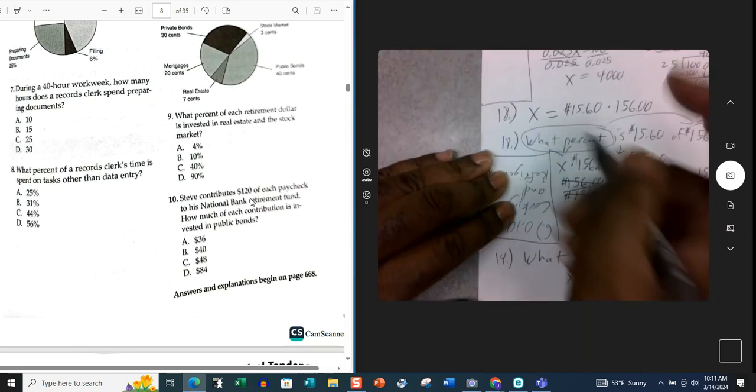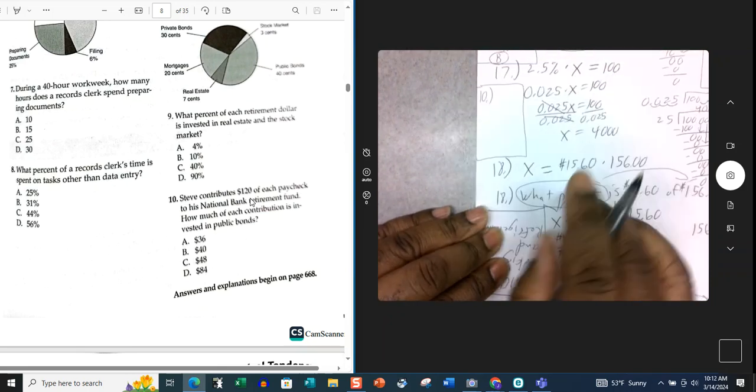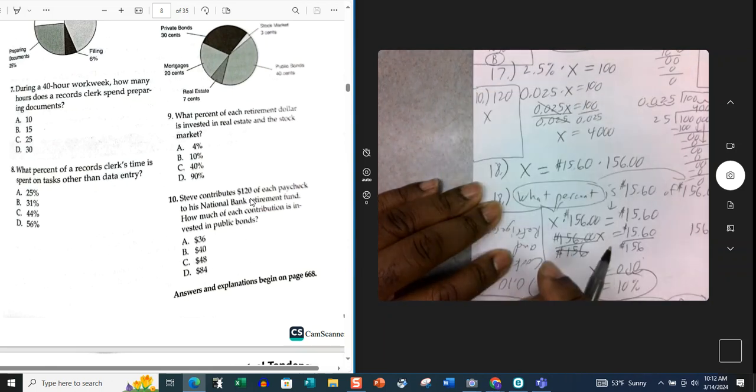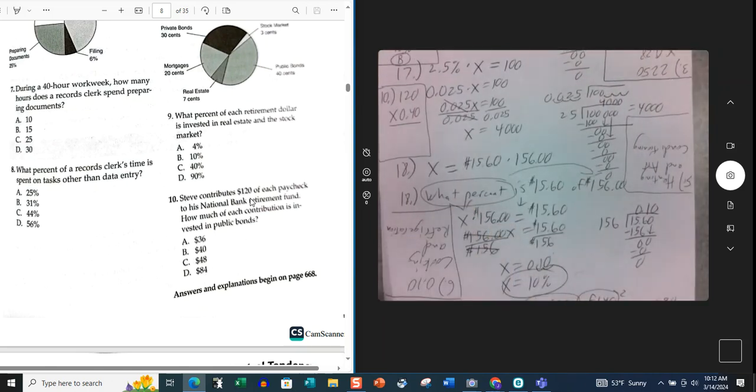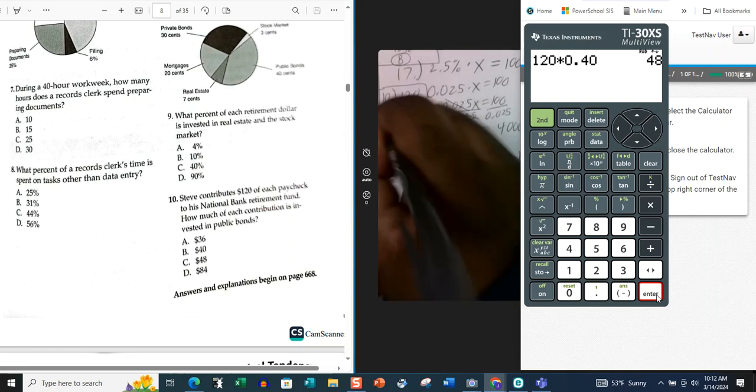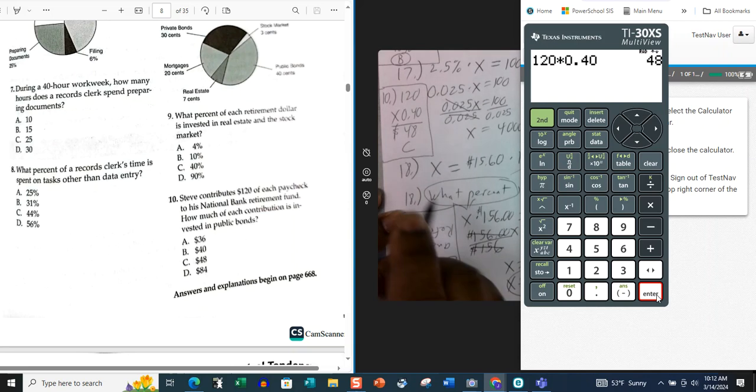So for problem 10, we would take our $120 and multiply it by the 40%. Now we could take our calculator. So we have 120 times 0.40. And that gives us $48. So that's how much is invested in the public bonds, which is C.